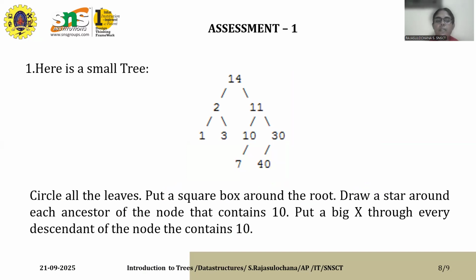This is an assignment for you to cover. Here you need to circle all the leaf nodes and put a square box around the root. You have to draw a star around each ancestor of the node that contains 10, and put an X through the descendants of the node that contains 10.